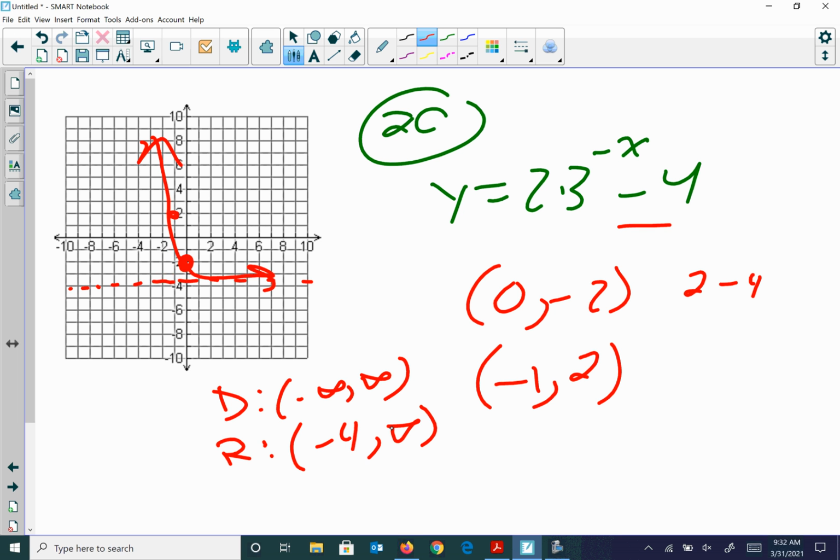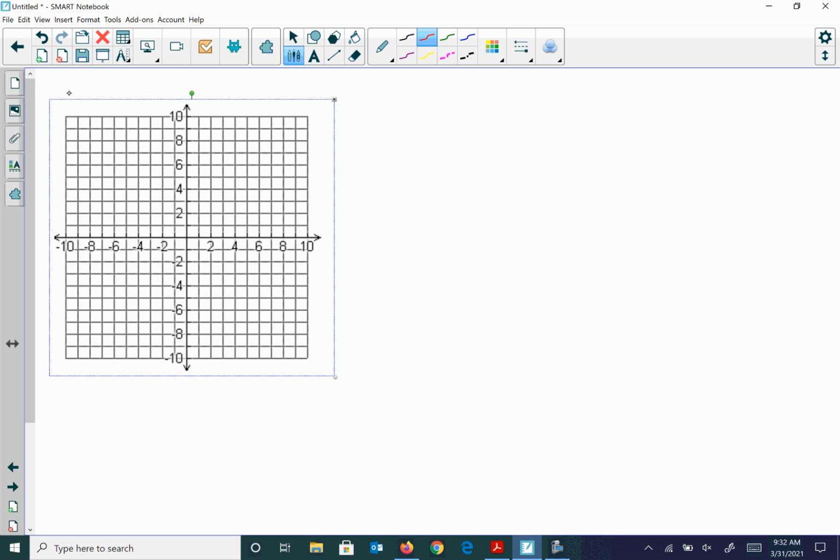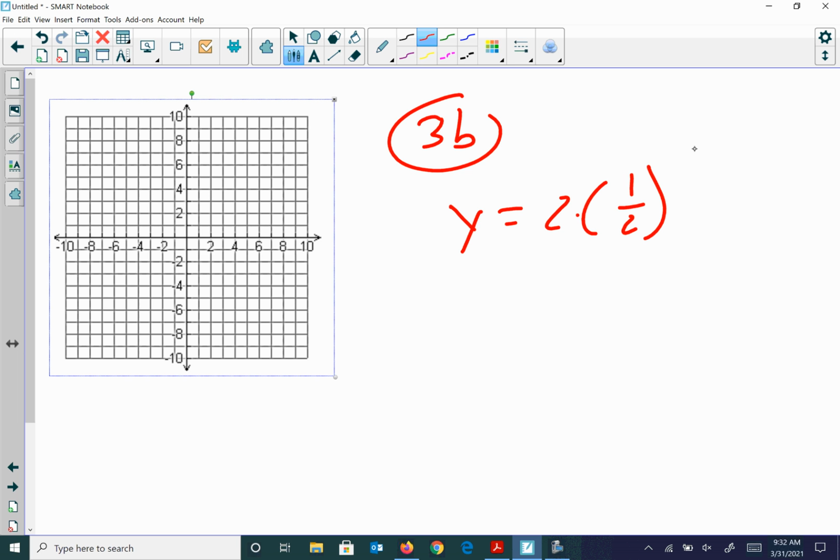Now I'm going to start skipping around a little bit because there's an awful lot of graphing ones on here. So I'm going to move down to 3b. That's a little different. Y equals 2 times 1/2 to the x plus 2. Alright, so let's think of some values that we're going to plug in. We have an asymptote at 0 because we're not adding or subtracting anything to the bases.